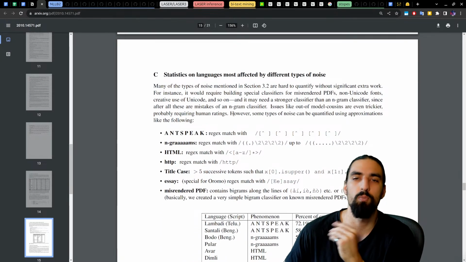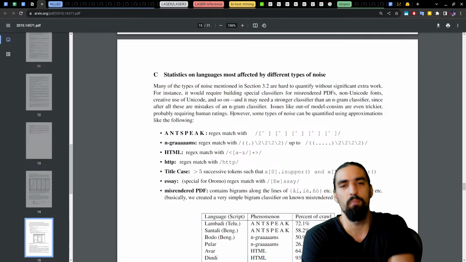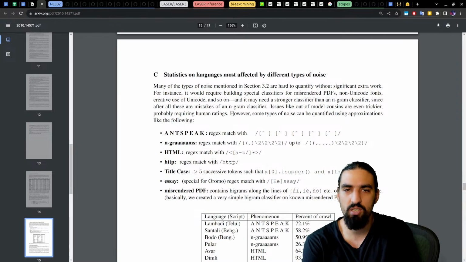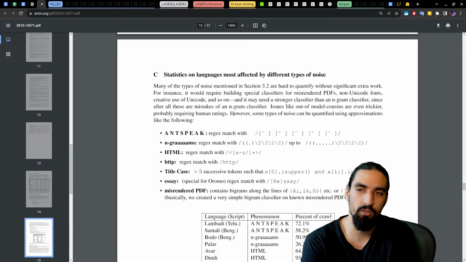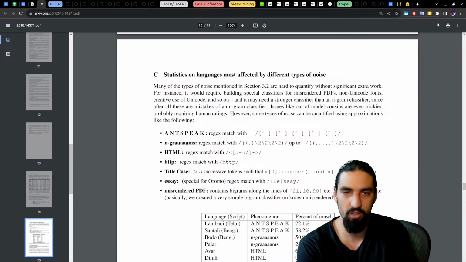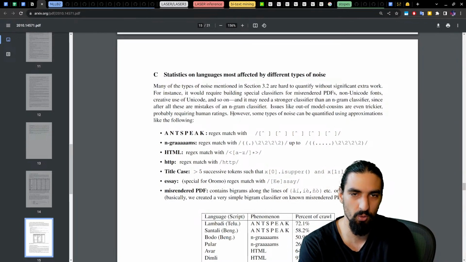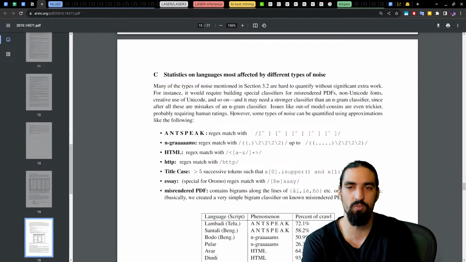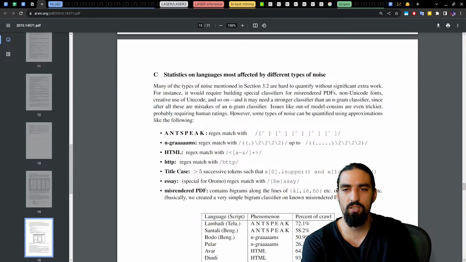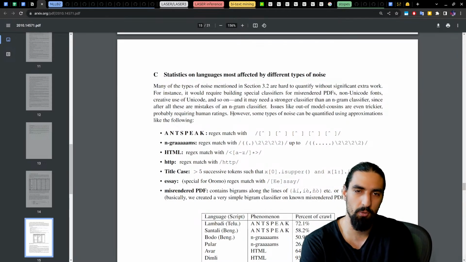Statistics on languages most affected by different types of noise. Many of the types of noise mentioned are hard to quantify without significant extra work. For instance, it will require building special classifiers for misrendered PDFs, non-Unicode fonts, creative use of Unicode, and so on, and it may need a stronger classifier than an n-gram classifier, since after all these are mistakes of an n-gram classifier. Issues like out-of-model cousins are even trickier, probably requiring human readings. However, some types of noise can be quantified using approximations like the following.